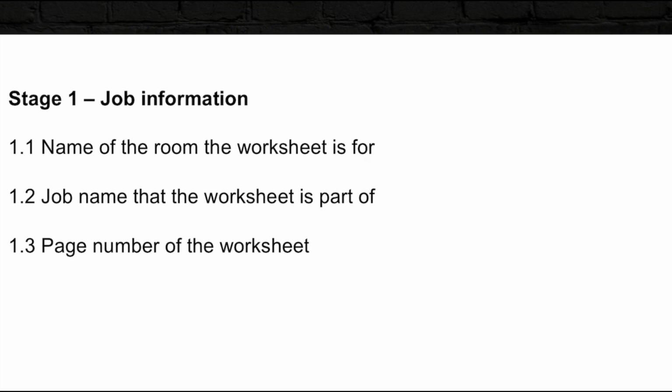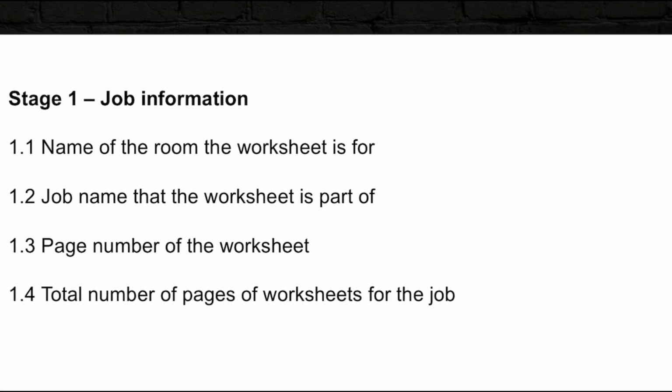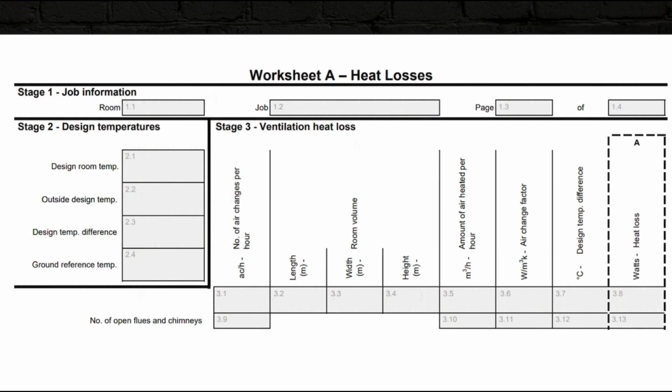Box 1.3, the page number of the worksheets. 1.4, how many pages are actually utilised for the job. So how many rooms basically we're going to calculate the energy loss for. So quite an easy stage.